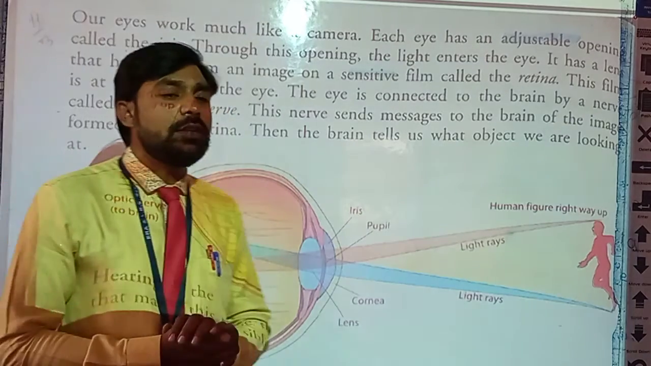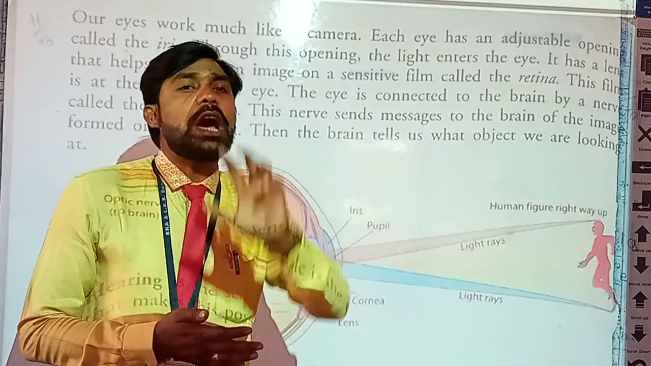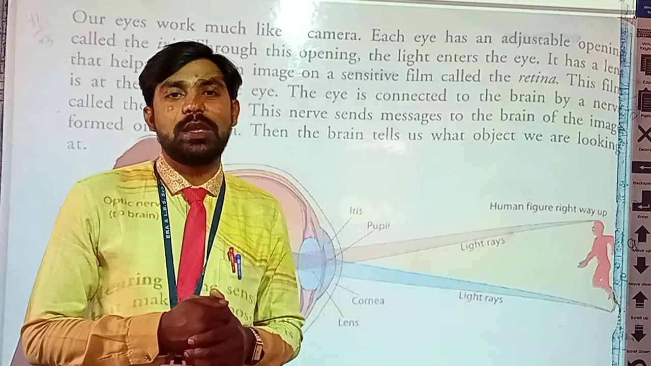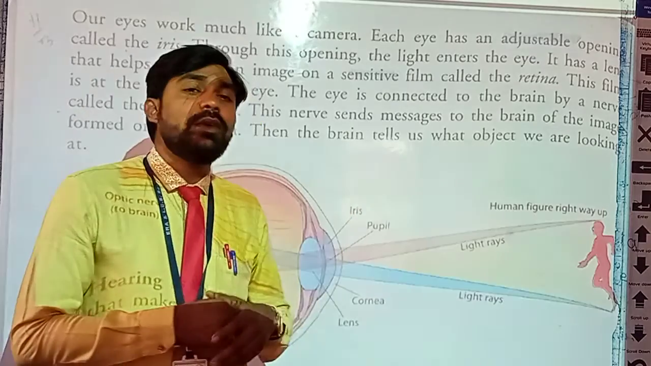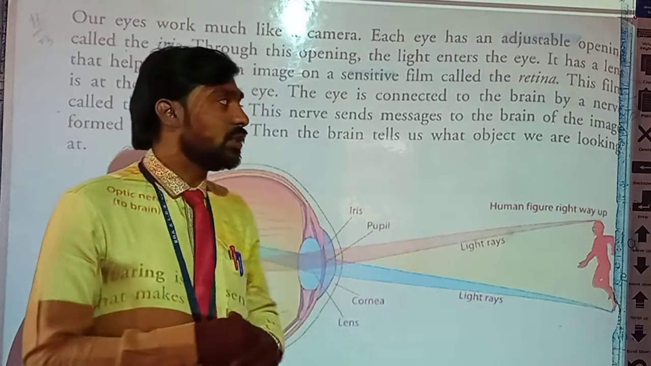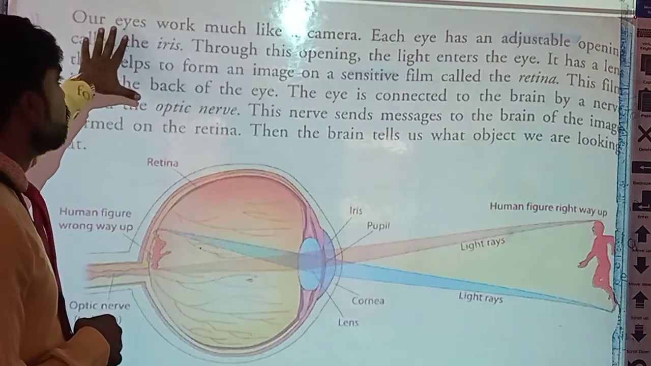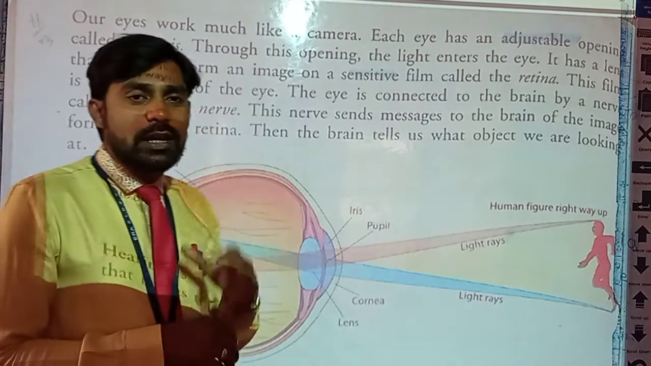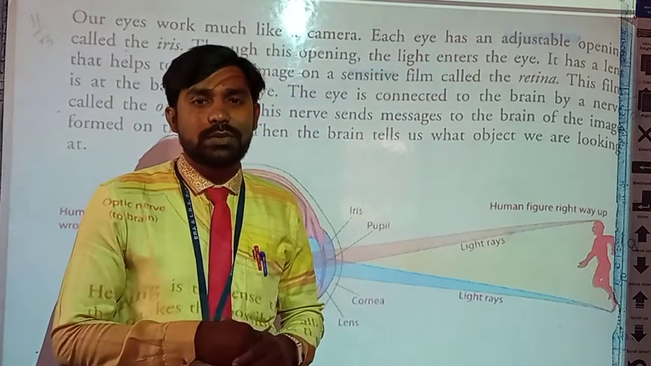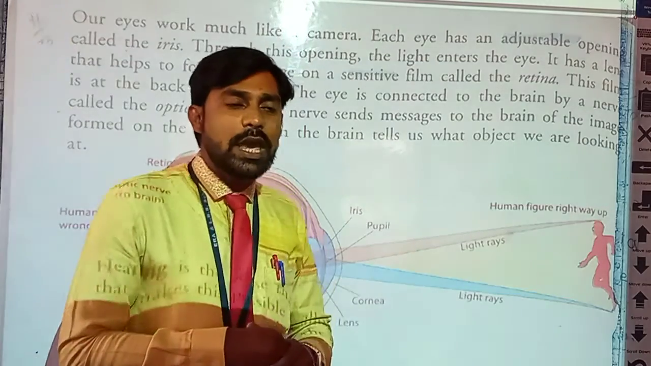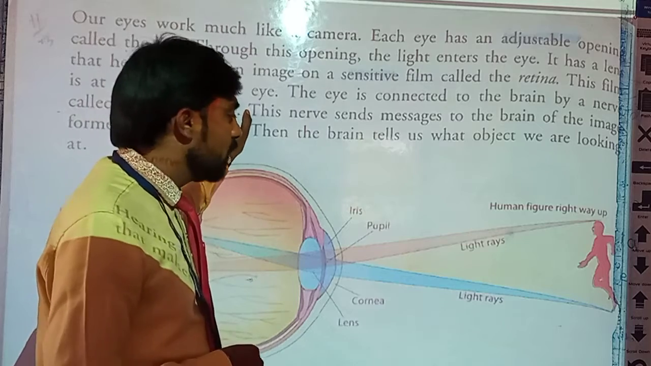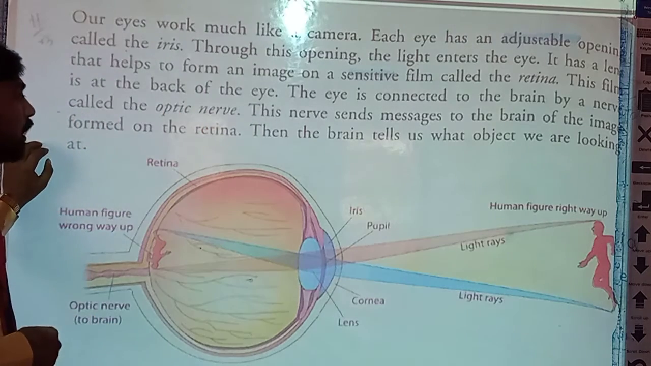So dear students, here how the eye system works is given stepwise. And we have learned some parts, some names of it. As we have seen, the eye works as a camera, and each eye has an adjustable opening also. So our eyes have an opening, and it is called iris. So the opening area is known as iris.